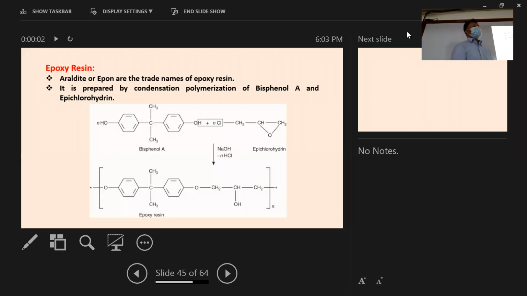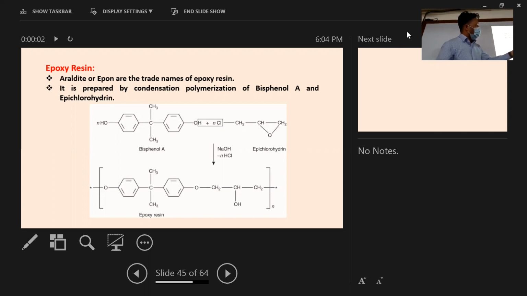Now we would like to learn about the resin, epoxy resin. Normally we call it araldite or epon, but it's better to remember this resin. First, it is prepared by condensation polymerization of bisphenol A, which is a compound, and epichlorohydrin. This bisphenol A is a very big compound, and epichlorohydrin reacts with it.